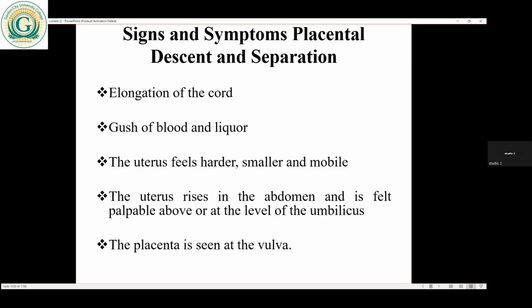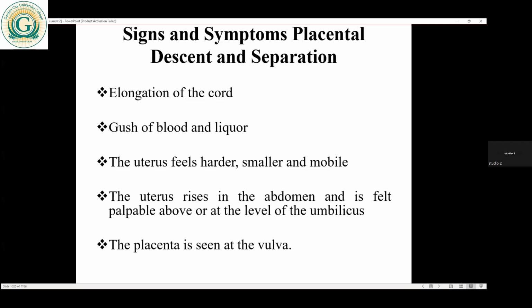And when you touch the abdomen, you see that the uterus is harder, smaller, and mobile. The uterus rises in the abdomen, and it is palpable above, at the level of the umbilicus. The placenta is seen at the vulva. When it has separated, you see the placenta at the vulva.